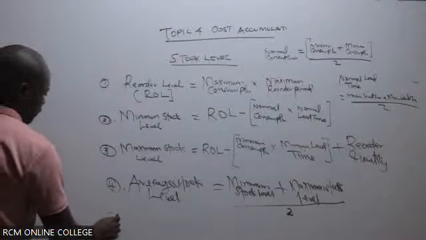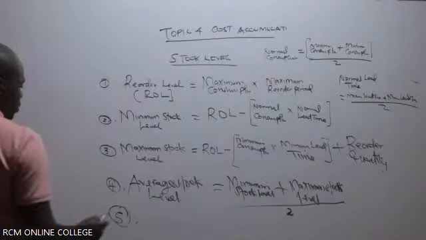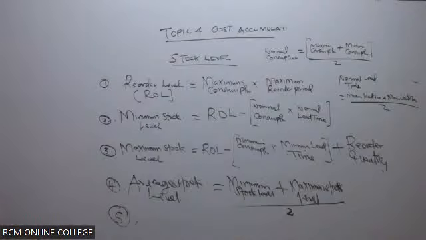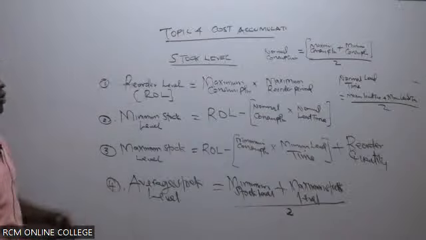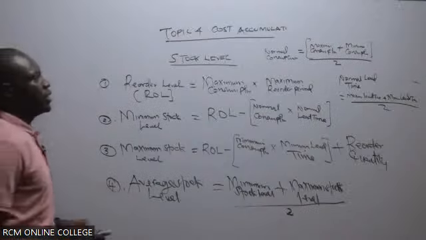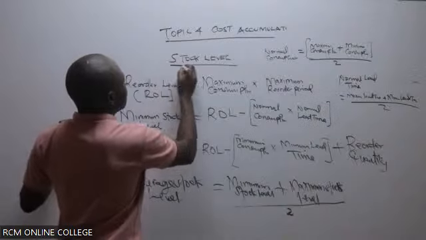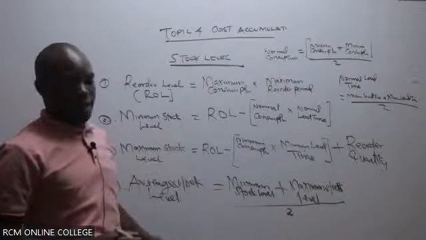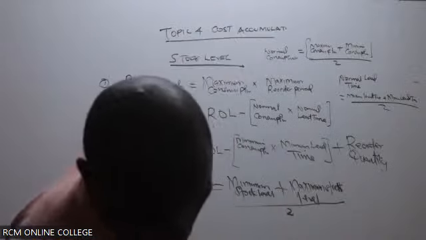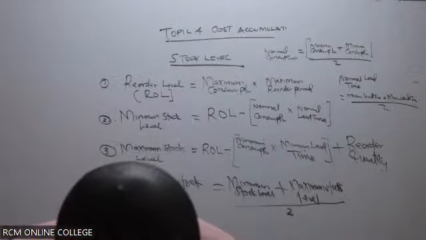Then number 5. Is there something that I'm leaving out? No. That other one applies to economic order quantity, that's where you're going to get it. So in the stock level, if you know these formulas here, you are good to go.